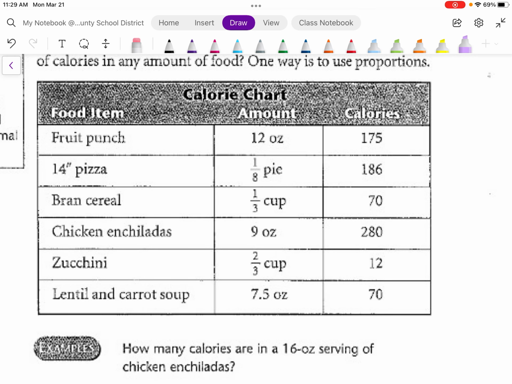So it's telling me, for example, that some fruit punch, if I drink 12 ounces of it, I'm going to consume 175 calories. So the way you would use this, like let's say I only consume 6 ounces, then I would use proportions to figure out how many calories I'm consuming, because if I only drink half of the given amount, then I'm only going to consume half of the given calories.